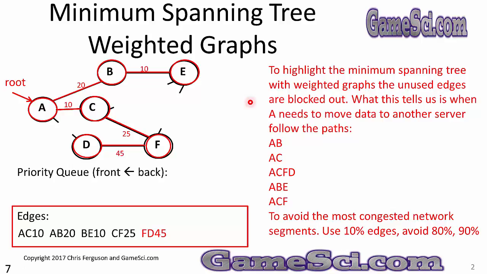What this tells us is when A needs to move data to another server, follow these paths: AB, AC, ACFD, ABE, ACF, to avoid the most congested network segments. Notice how we're using the 10% and the 20% edges, and we're avoiding the edges that had 90% or 80% capacity. Use the least travel segments. This is the root of our minimum spanning tree, and this highlights the paths we want to take to the various parts of the graph.